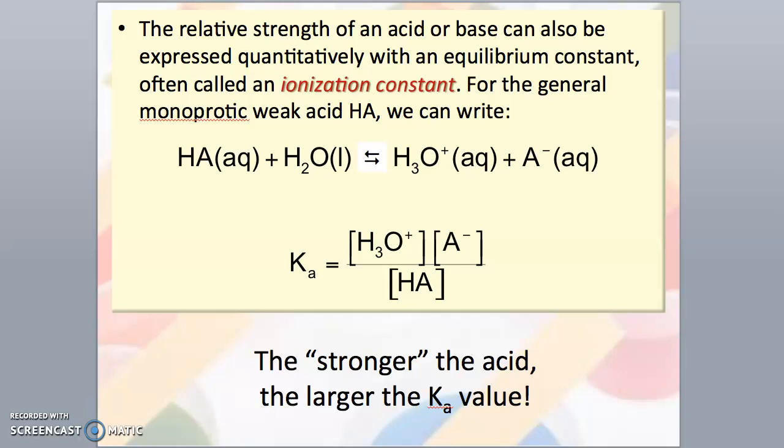We can calculate an equilibrium constant for acid-base reactions, and this is sometimes called an ionization constant. If the value is large, it means the reaction is product favored. Strong acids, therefore, will have large ionization constants because they completely ionize in water. Notice in the expression that water is not included because it's in the liquid state, and that's not included in our expression.